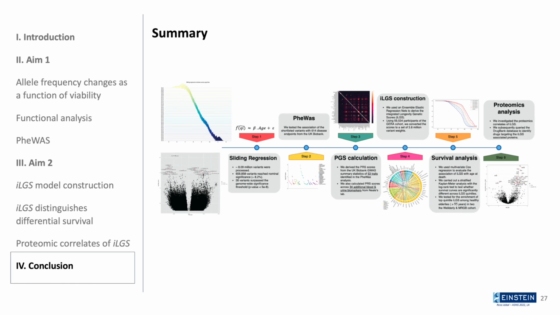Using coefficients derived from our stacked model, we computed the integrated longevity genetic scores. Subsequently, using an external cohort, we converted the scores to a set of 3.8 million variant weights. In step 5, we carried out survival analysis to test the performance of iLGS in predicting survival in the validation set as well as 2 external cohorts including the Welderly and MRGB cohorts. In step 6, we carried out a gender-stratified association analysis to identify proteomic correlates of iLGS. Proteins significantly associated with iLGS were subsequently queried in the DrugBank database to identify druggable targets. Finally, drugs targeting or interacting with iLGS-associated proteins were investigated for potential drug repurposing as senolytics.